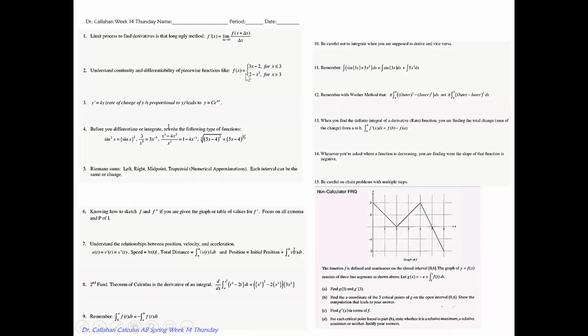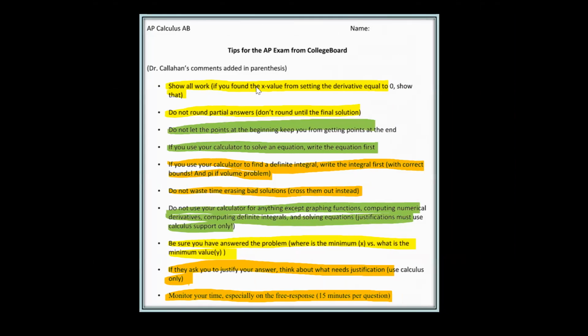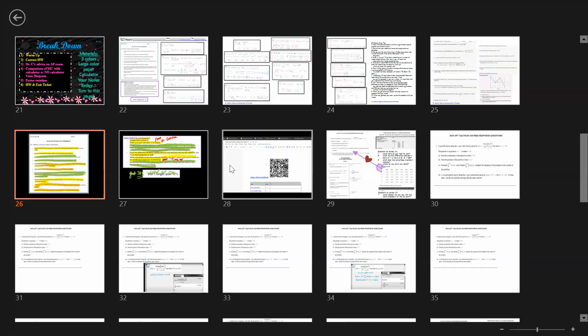Okay, so then take a look over here for week 14 Thursday. Now, actually, I'm not going to look at that one. We're going to skip the last one that I just suggested.